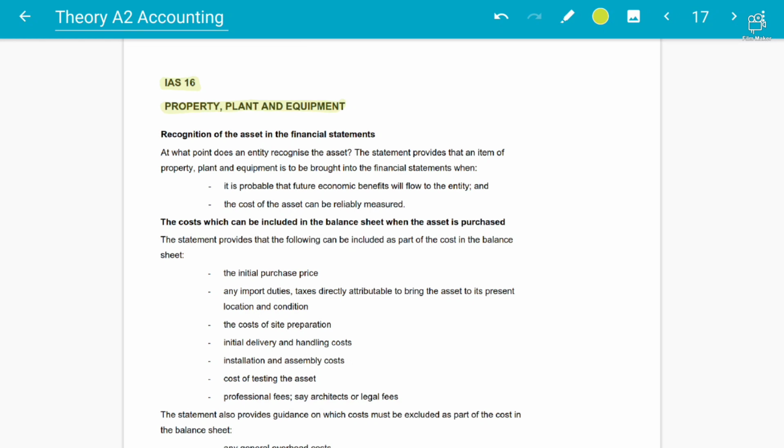But property, plant and equipment is basically the tangible non-current assets. As we have talked about the intangible assets, now is the discussion on the tangible non-current assets. So students need to understand that there is a lot of important information and a lot of important concepts related to IAS 16, that is, tangible non-current assets.